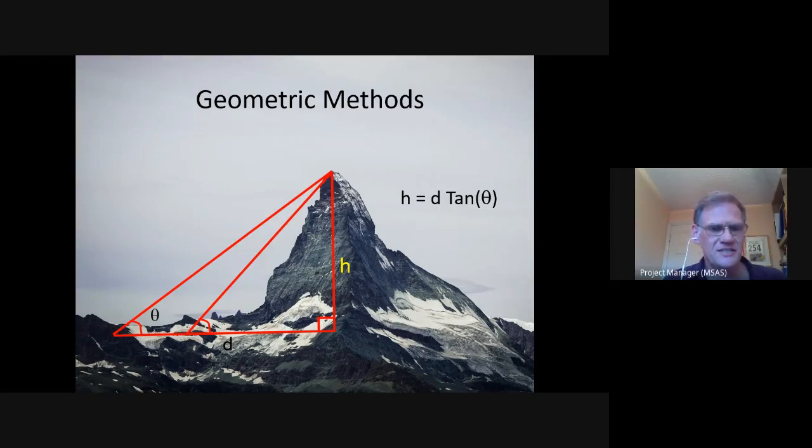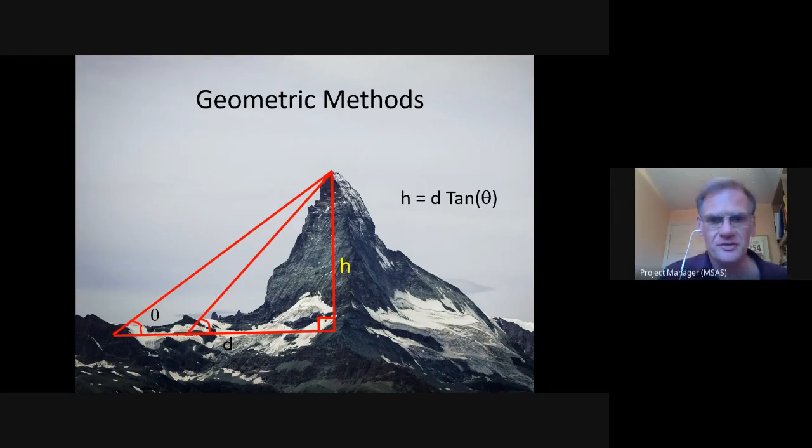And indeed, you don't even need to go all the way to the base of the mountain to get d. You can go part way there, measure the angle again, and you get a different angle. And as long as you know the distance between the 2 points that you measured the angle at, it's a bit more complicated maths, but you can work out the height of the mountain. So that's how geometric methods work. And as I say, it was used in 1852 to determine that Everest was the highest mountain in the world.